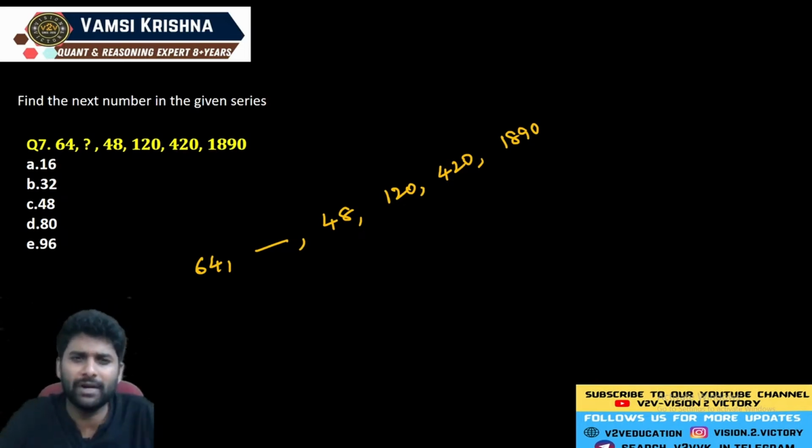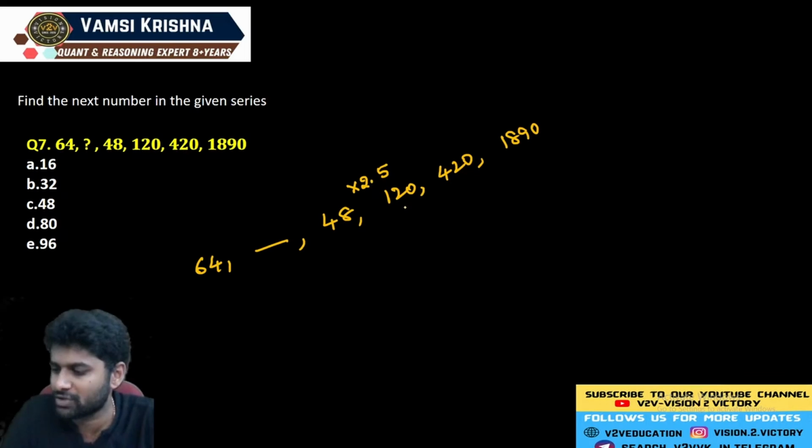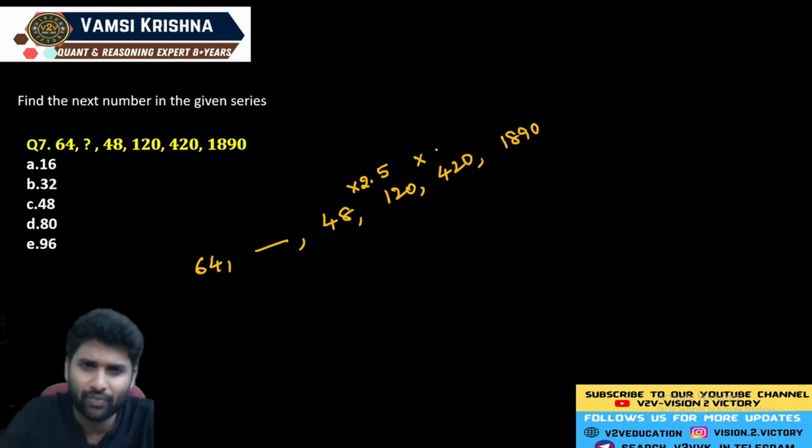Now see, you already know that 48 becomes 120. So which is exactly multiplied by 2.5 times. 48 twos are 96. 96 plus 24 is equal to 120. Now see, 120 becomes 420. So what is possible here? 120 threes are 360. Again 60 extra means it's 3.5 times. So definitely it's 4.5.